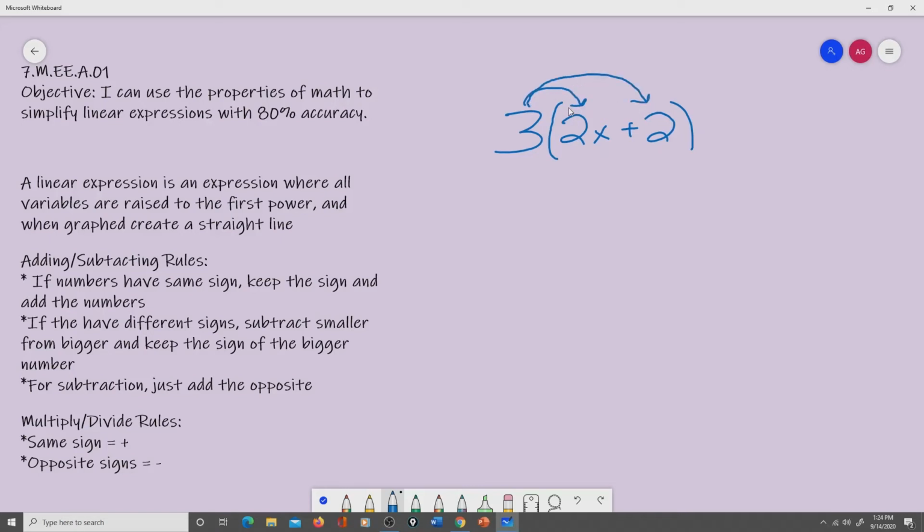Okay, and I'm just going to rewrite this to keep myself organized. This is now going to become 3 times 2x plus 3 times 2. So there I just distributed. All right, now I've distributed, and in this step now, I want to maybe make associative. I don't have to, but it might just help me clean it up. To see that now I have 3 times 2x plus 3 times 2.